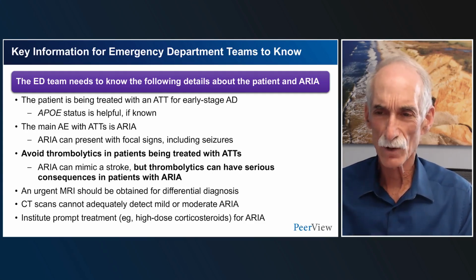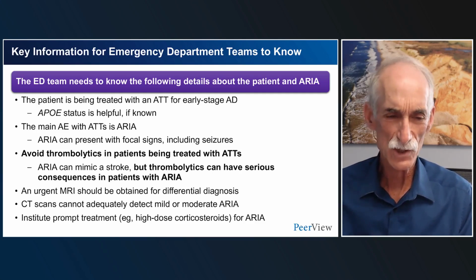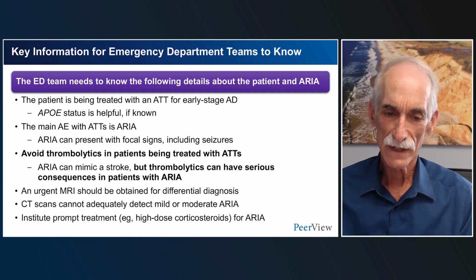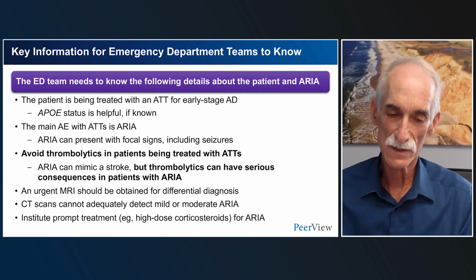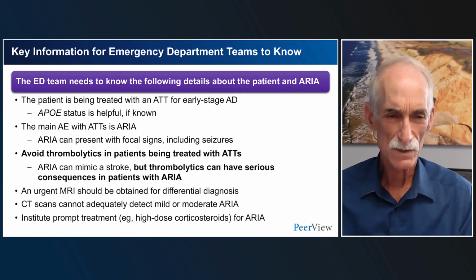Getting an urgent MRI is helpful because you can differentiate ARIA from stroke there, especially if you have a diffusion weighted image. CT is not sufficient for detecting ARIA. It's not sensitive enough. And then if ARIA is the primary cause of this symptomatic event, then high-dose corticosteroids and monitoring and treating seizures if they're present is important.